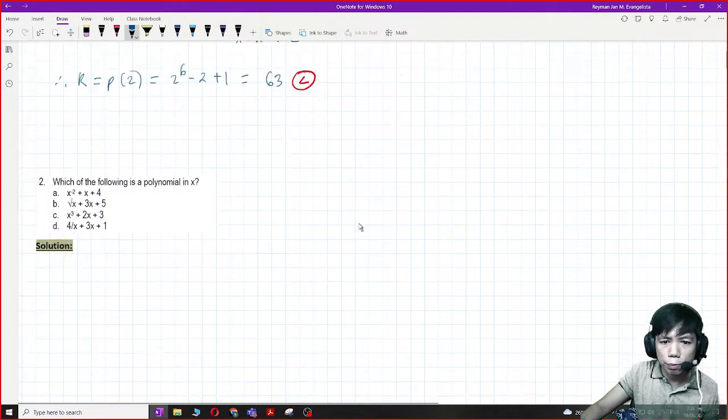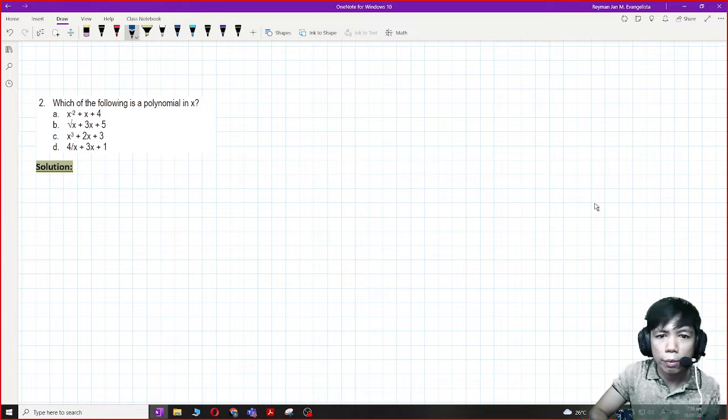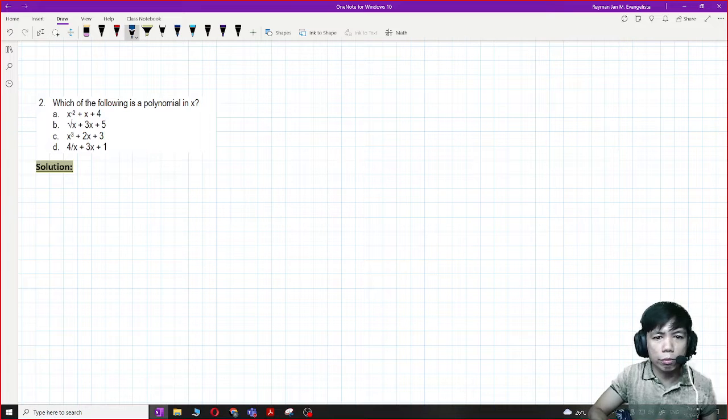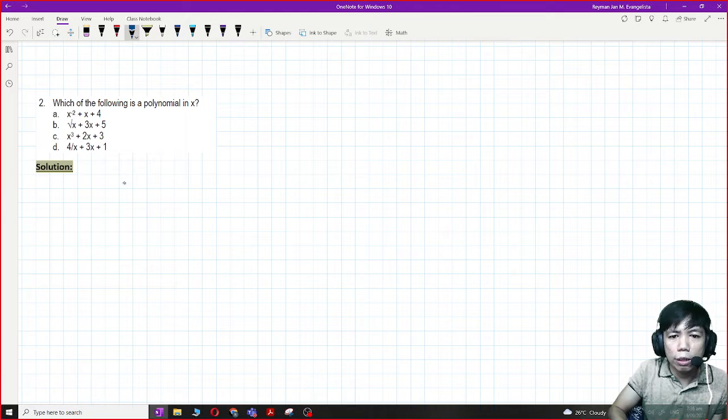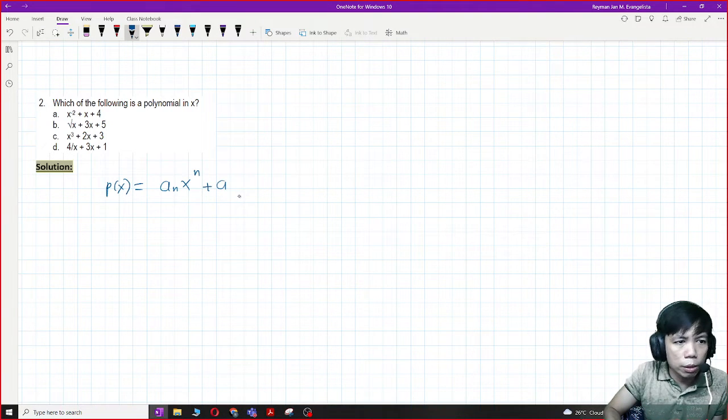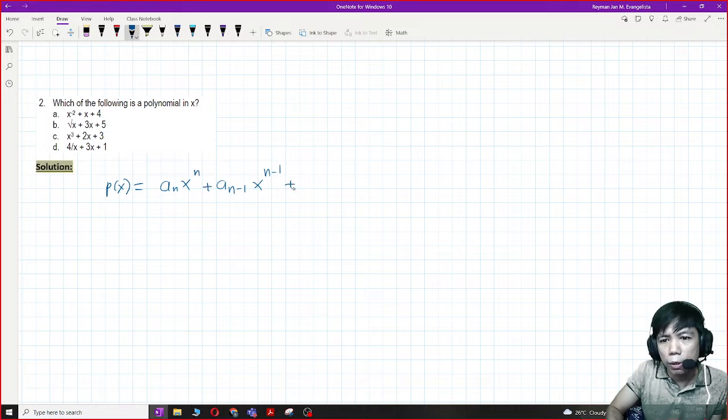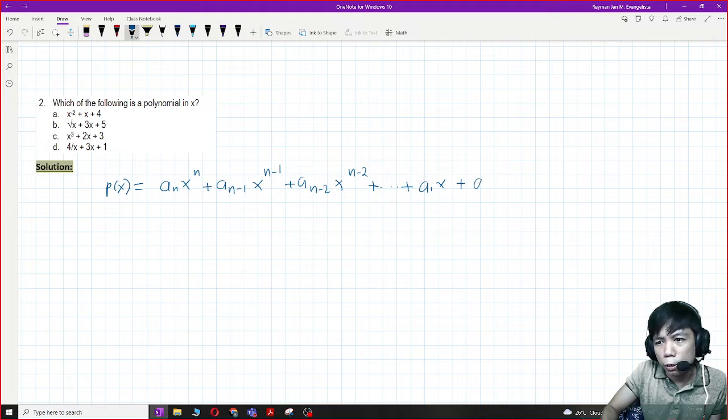Okay, number 2. Sana dito walang magkamali sa mga ganitong tanong. Which of the following is a polynomial in x? Isa-isahin natin guys. Kailangan guys na pag polynomial, must be written in the form p of x equal to a sub n x raised to n plus a sub n minus 1 x raised to n minus 1 plus a sub n minus 2 x raised to n minus 2 and so on and so forth. Yung dulo natin is a sub 1 x plus a sub 0.